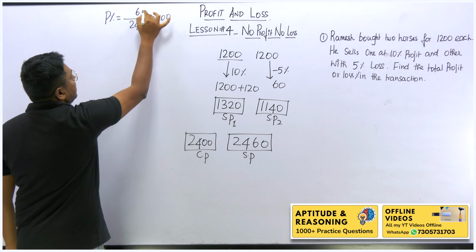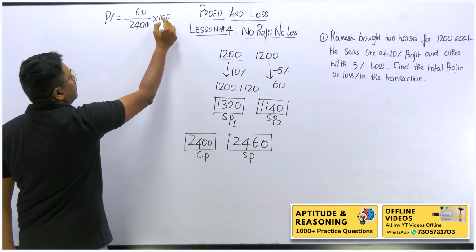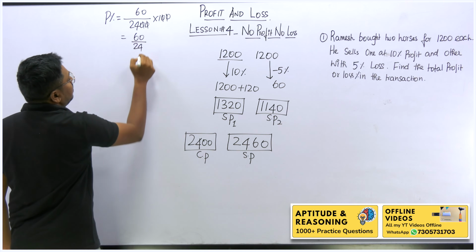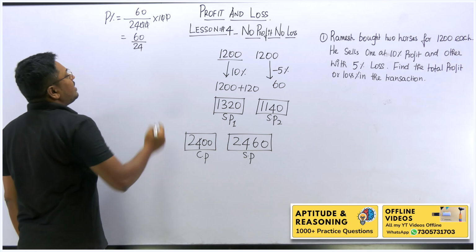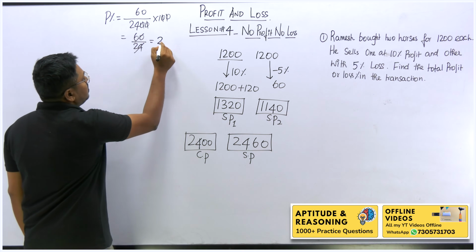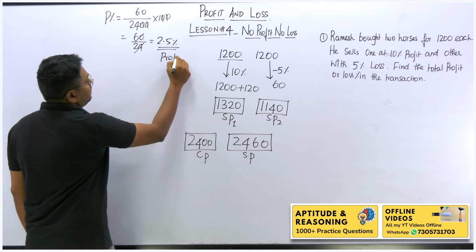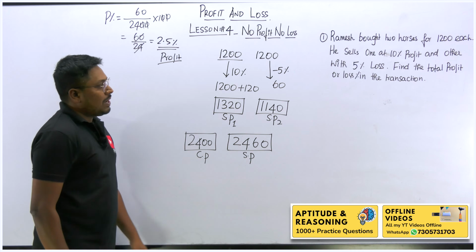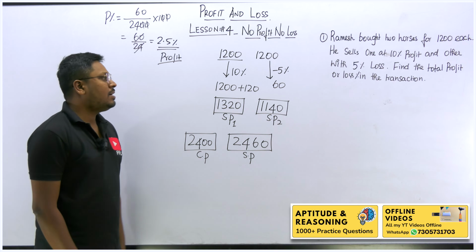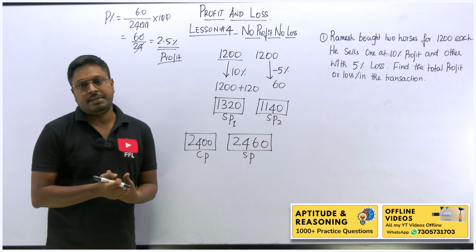So 60, and we can cancel the zeros here. So 60 divided by 24. When you divide these two values, the answer will be 2.5% profit. Yeah, that's it. So the answer for this question is 2.5%. Understood or not, right? This is the way you have to solve the question in lesson number 4.